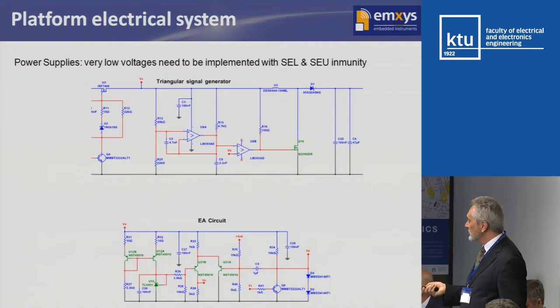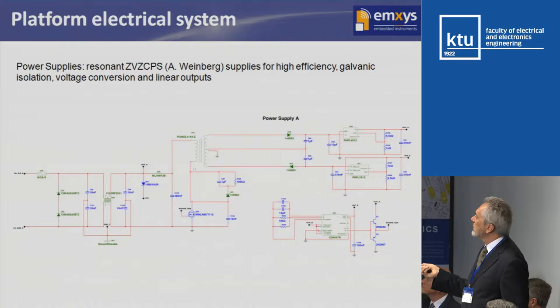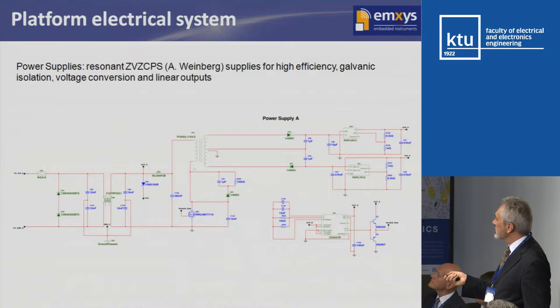I've got another example of the power supply. A power supply to extract several tens of volts from the battery may be implemented using a very simple resonant power supply implemented by a person working at the European Space Agency. This is a converter whose primary waveforms are resonating. And with a very simple topology, we may increase the voltage given by the batteries with 99% efficiency.